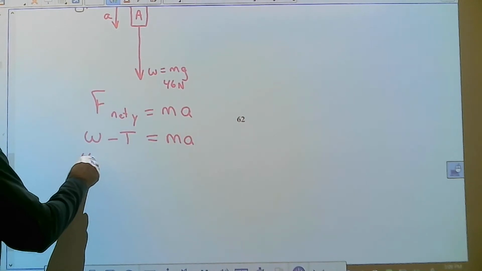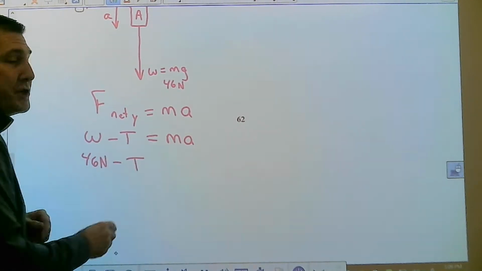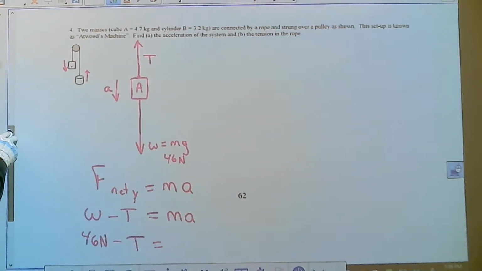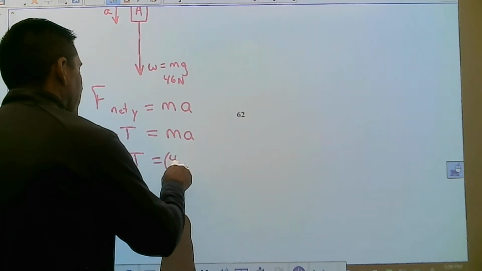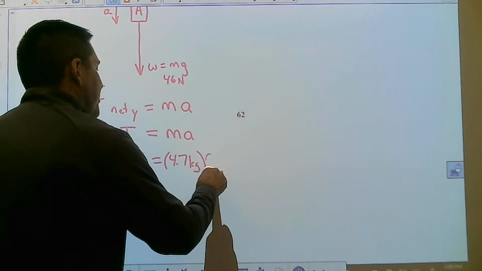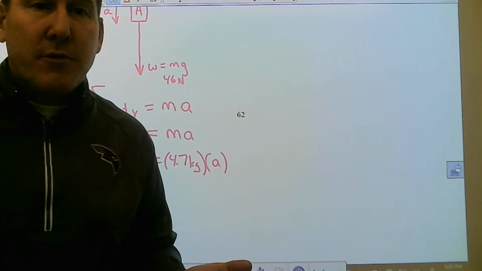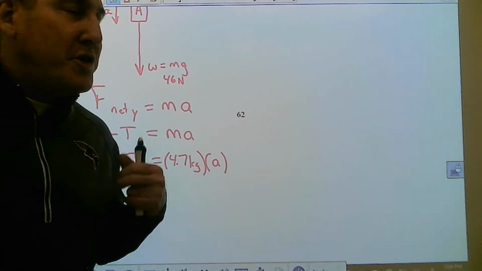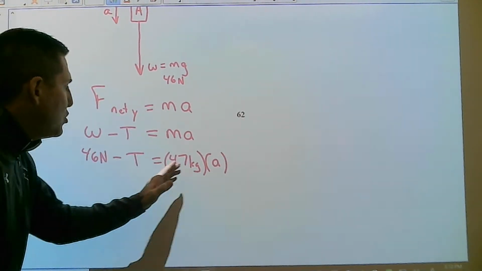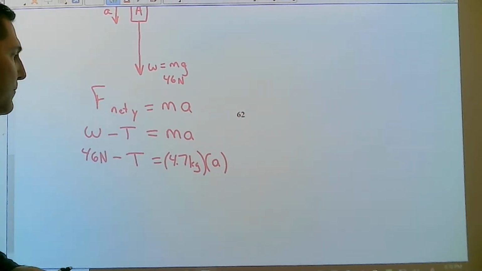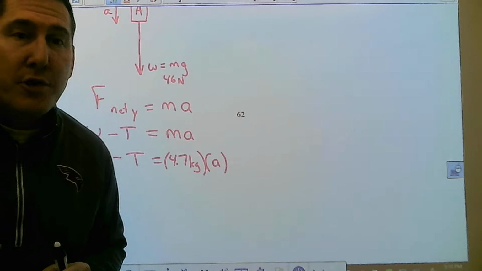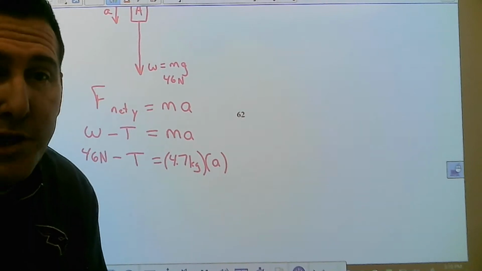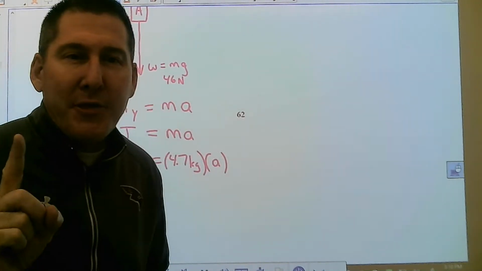Well, I know the weight is 46 newtons. I don't know the tension. In fact, I was asked to find the tension. I know the mass is 4.7 kilograms. And I don't know the acceleration. In fact, I was asked to find the acceleration. And at first glance, I might say, beans, nuts, shucks, I'm stuck, because I have two unknowns. I can't solve right now. If you give me the acceleration, I'll calculate the tension for you. If you give me the tension, I'll calculate the acceleration for you. But I don't have either one. So I'm stuck. Until I remember math class.